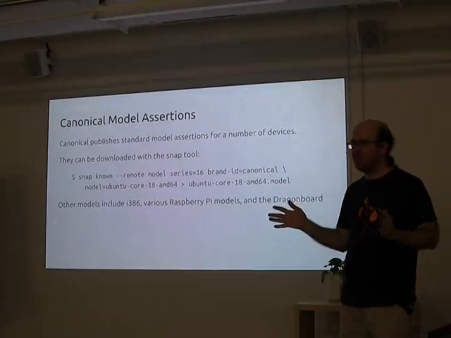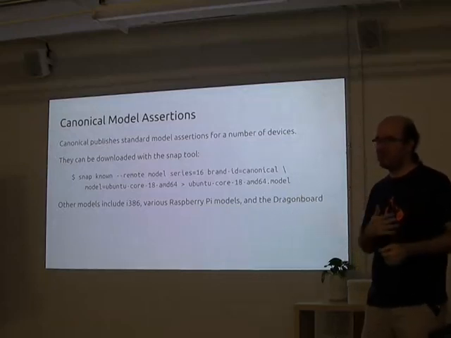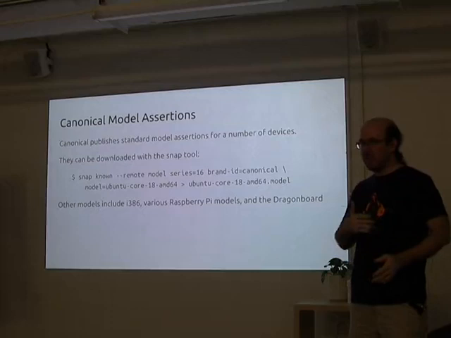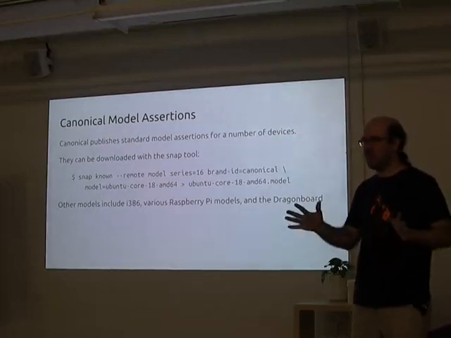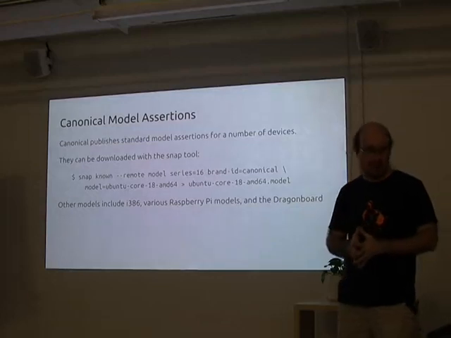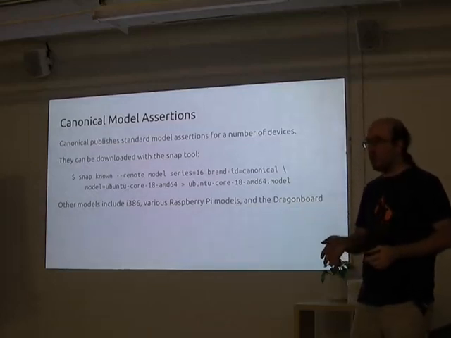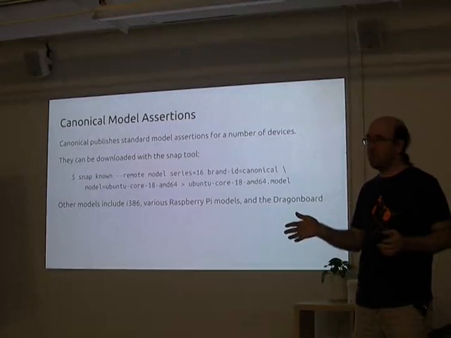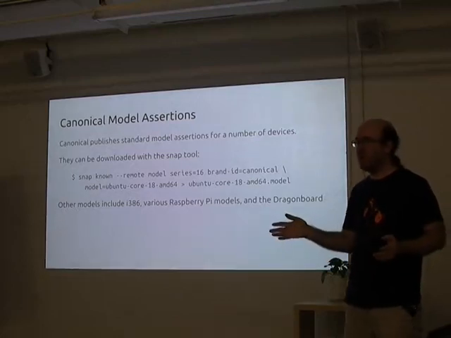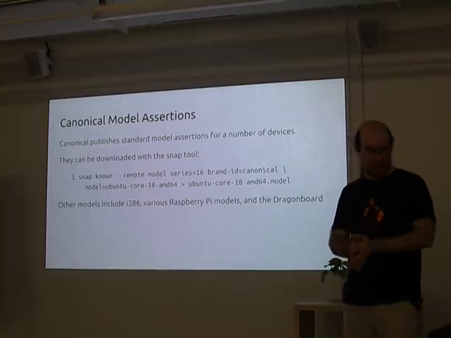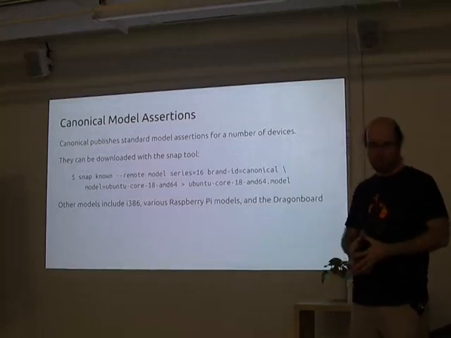For this talk, I'm going to ignore how to create model assertions, because I want to go for the simplest way to get a running system. So Canonical again publishes some model assertions which are built from the kernels and gadgets which we publish.